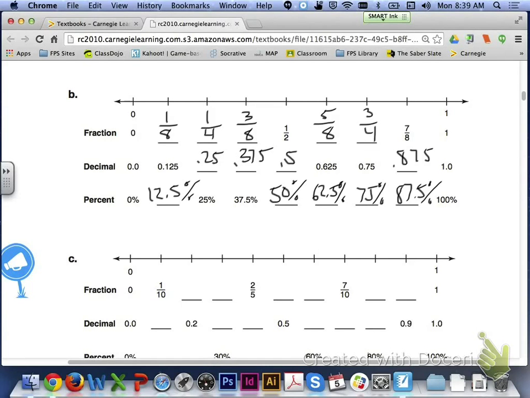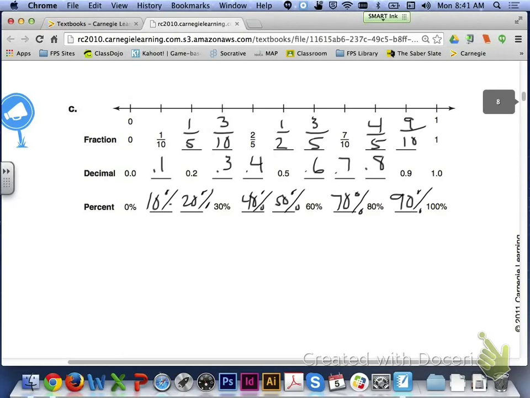The number line for letter B, if you look at the fractions that you needed to fill in from left to right, you should have 1/8, 1/4, 3/8, 5/8, and 3/4. The decimals then from left to right, 25 hundredths, 375 thousandths, 5/10ths, and 875 thousandths. And finally the percents from left to right, 12.5%, 50%, 62.5%, 75%, and 87.5%.